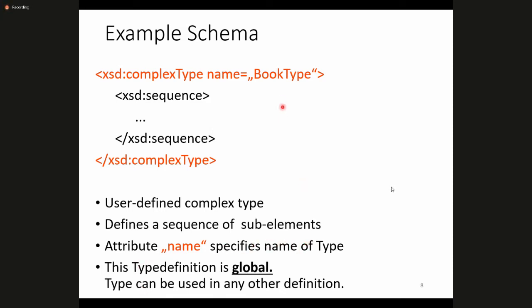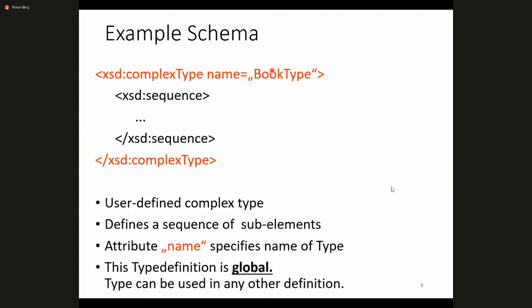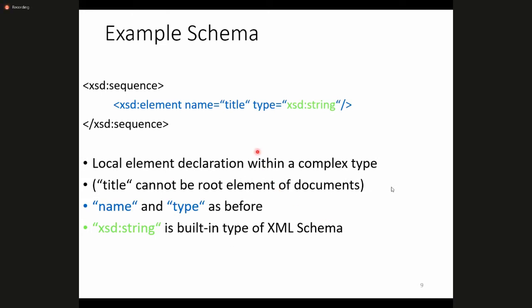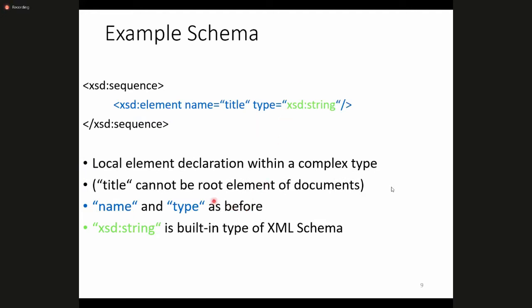The attribute name specifies the type of the element. So the type is a complex type, book type, right? This type definition is global. The type can be used in any other definition also, right? So this is a simple type, which means there are no sub-elements, no child elements. Local element declaration within a complex type. So simple type means a local element declaration within a complex element. There can be multiple simple types defined within this book type complex element, right?